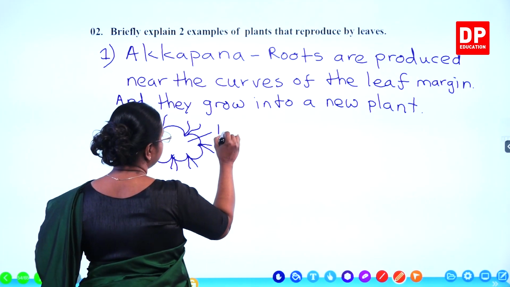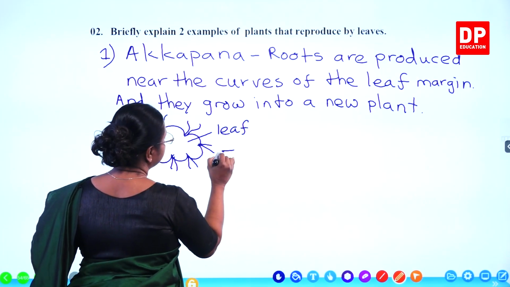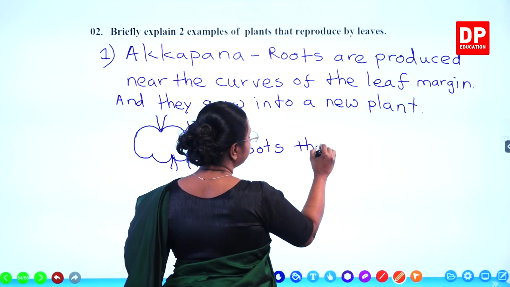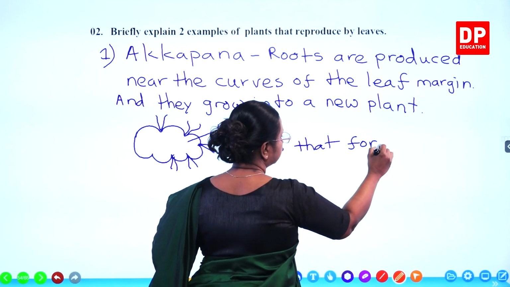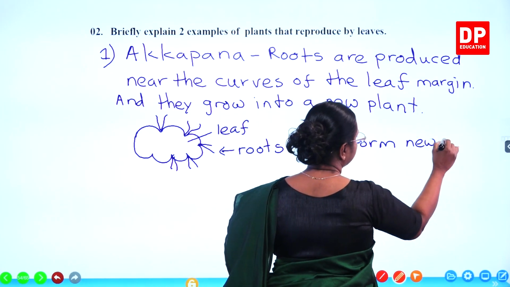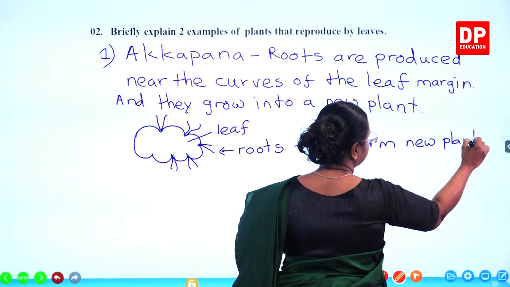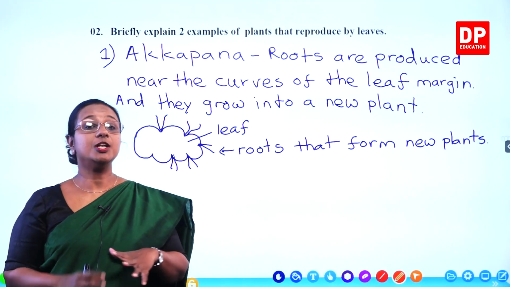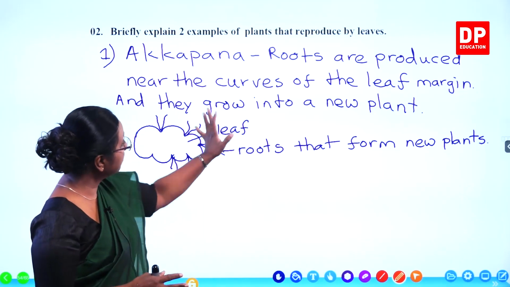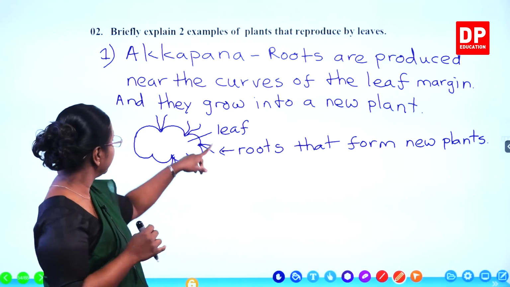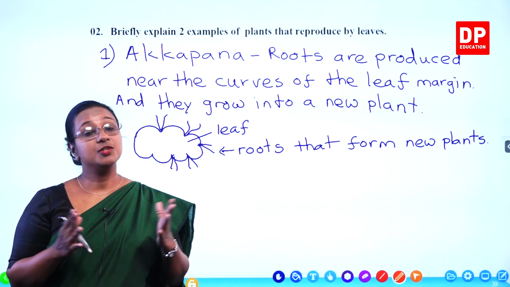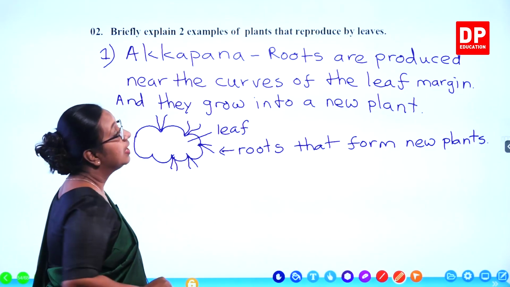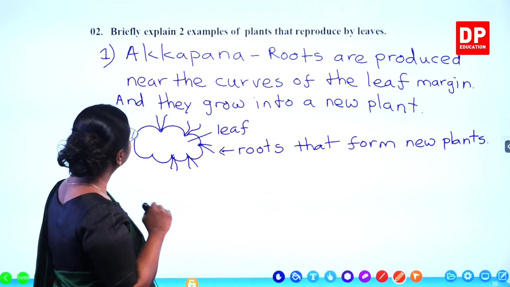So this is the leaf and these are the roots that form new plants. That is for akapana. So if you find it difficult to explain it using words only, what you can do is you can draw a diagram. So it's easy for you. So these are, what I said, the curves of the leaf margin. Is that clear to you all?